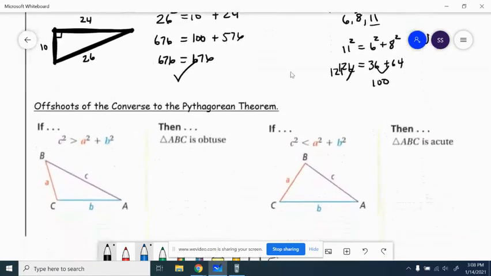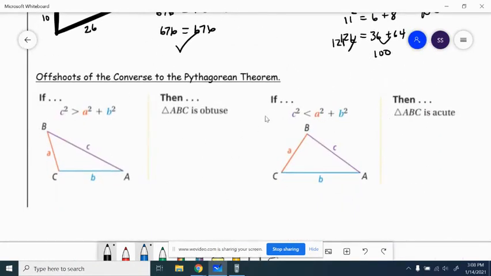Okay, moving on. So now we have some offshoots of the converse to the Pythagorean theorem, which states that if c squared is greater than, that's what that symbol means, if c squared is greater than a squared plus b squared, then the triangle is obtuse. And if c squared is less than a squared plus b squared, then the triangle is acute.